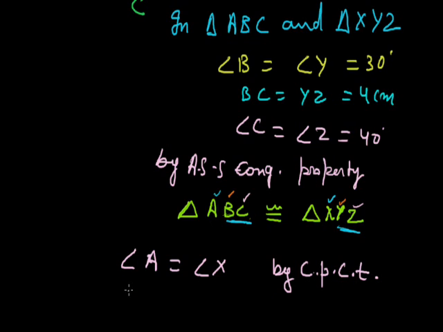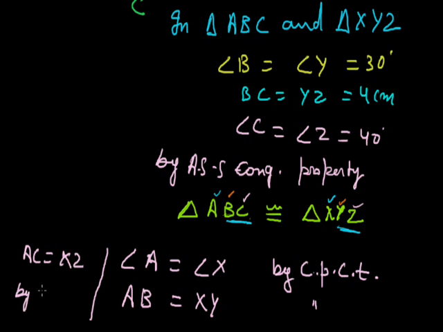Also the remaining side, that is AB is equal to XY, which we can write from here. This is again by CPCT, and one more side which is remaining is AC, which will be equal to XZ by CPCT. That is, if we have proved that the two triangles are congruent, then the remaining parts will also be equal.